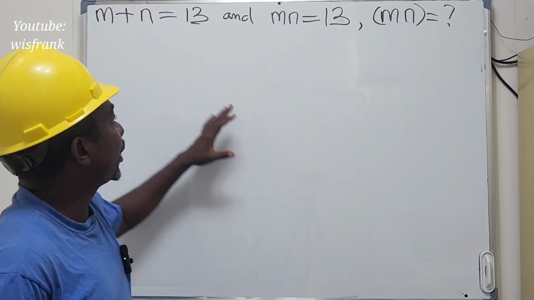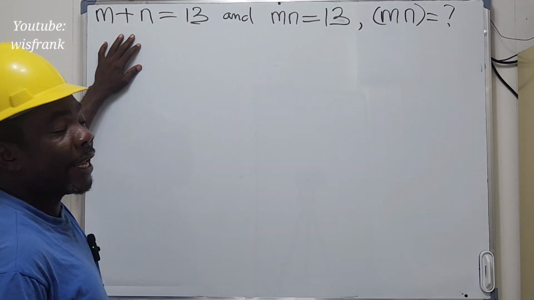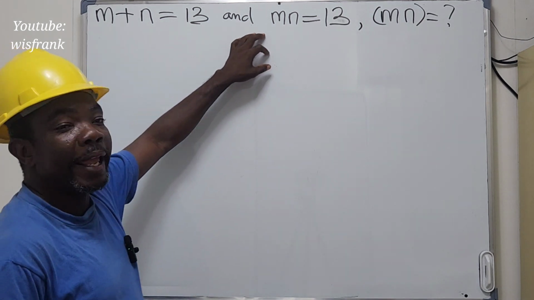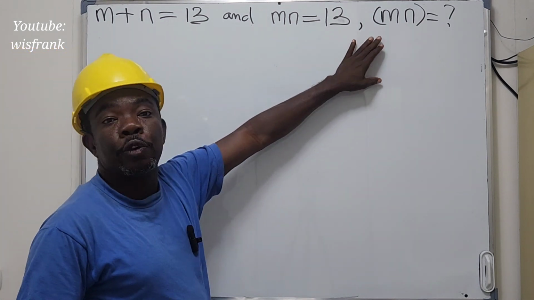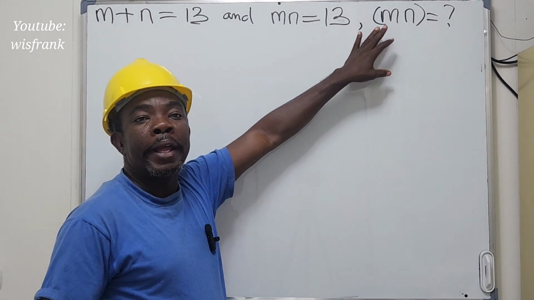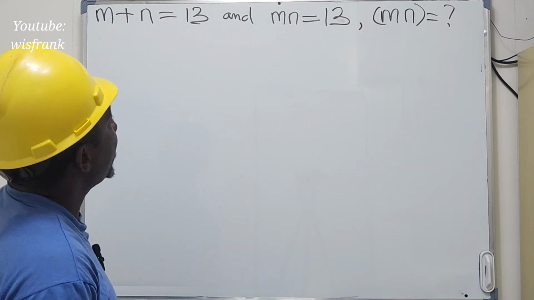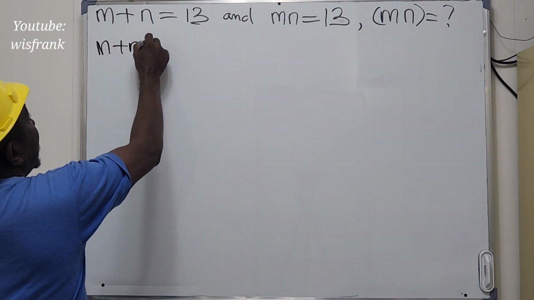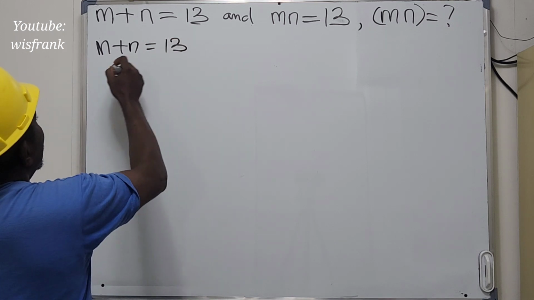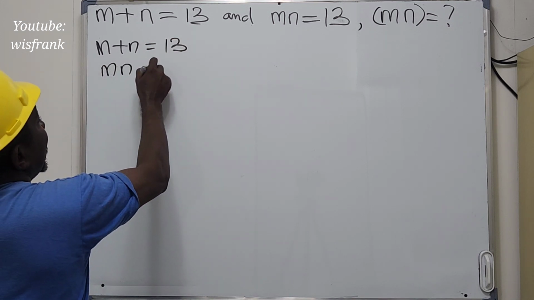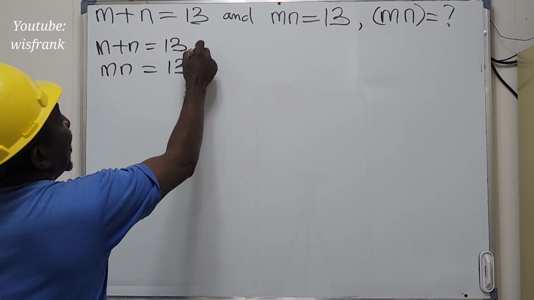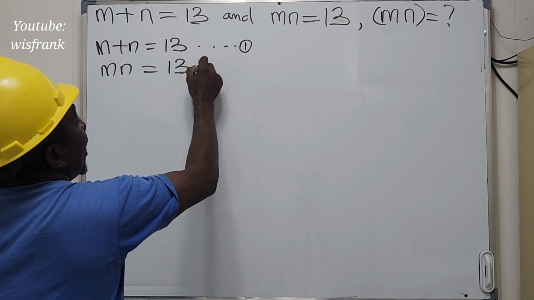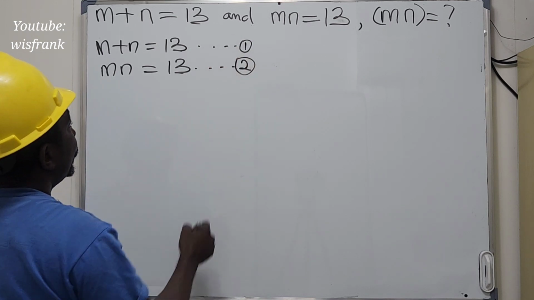For today, we are looking at this question. It says m plus n equals 13 and mn equals 13. We should find the value of m and n. So here we are given m plus n equals 13 and also mn equals 13. Let's call this equation 1 and let's call this equation 2.